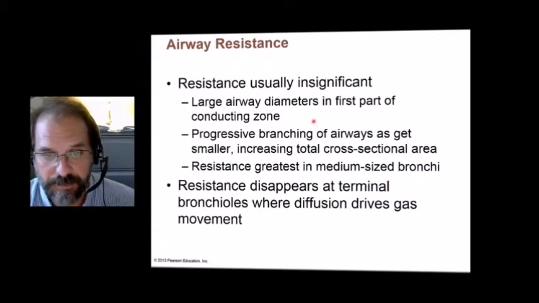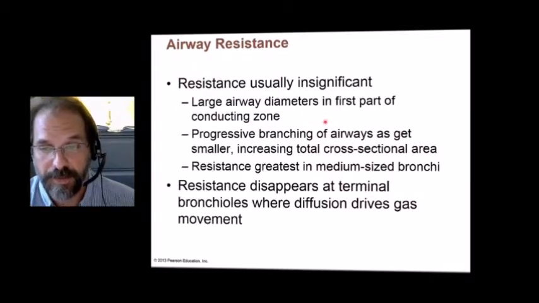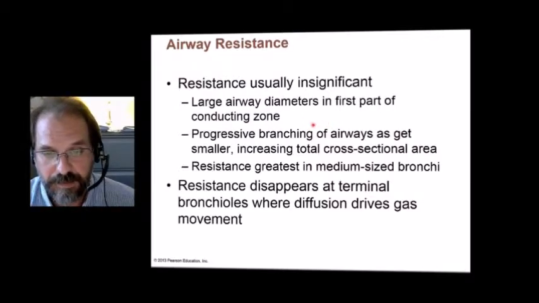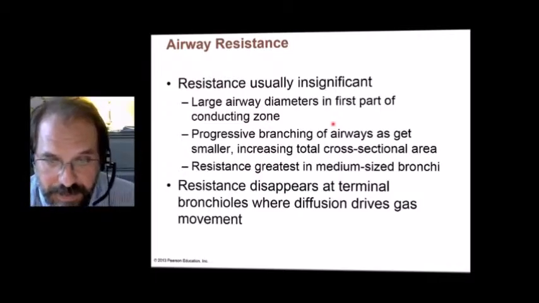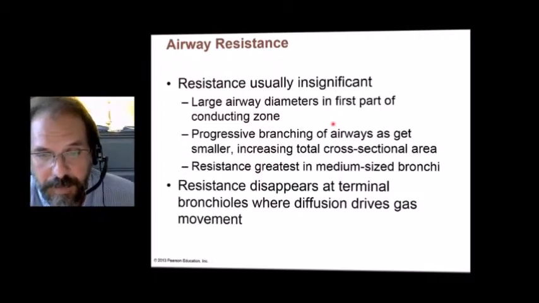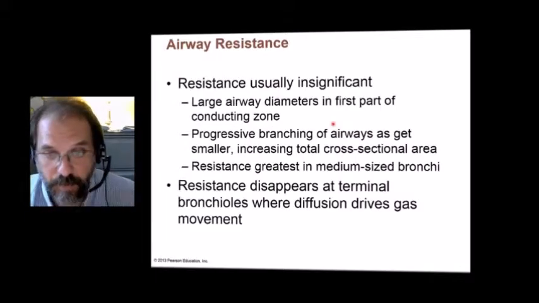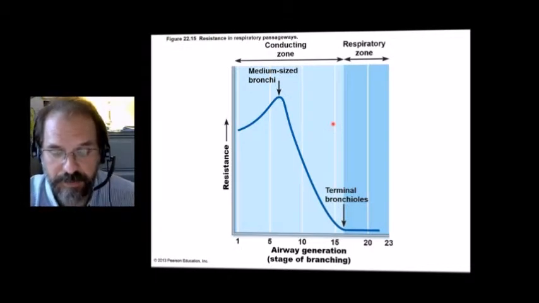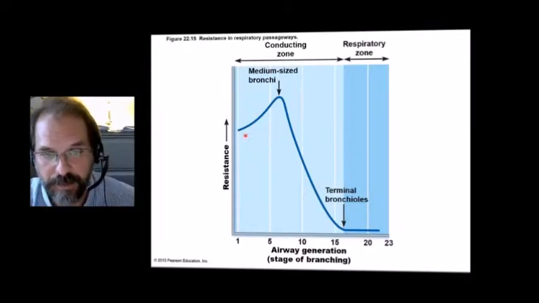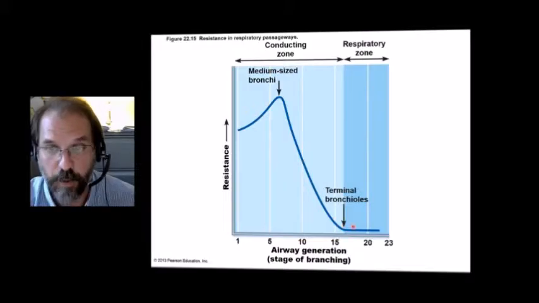The large bronchi are so large that there's effectively no appreciable resistance. The small bronchioles, there's such a huge surface area of those, cross-sectional diameter, that again, the resistance is very little in the smaller bronchioles. The medium-sized bronchioles are the ones that have the greatest resistance. And in fact, they're the ones that can bronchodilate and bronchoconstrict to adjust airflow. And that's what they're showing here. Your very large bronchioles, not very high resistance. Your medium-sized bronchioles, the highest resistance. And by the time you get down to the terminal and respiratory, there's essentially no resistance.